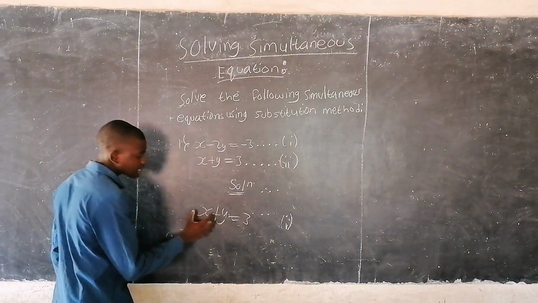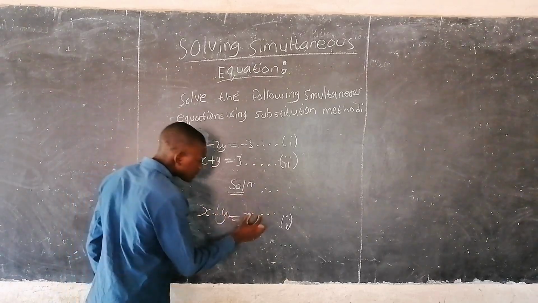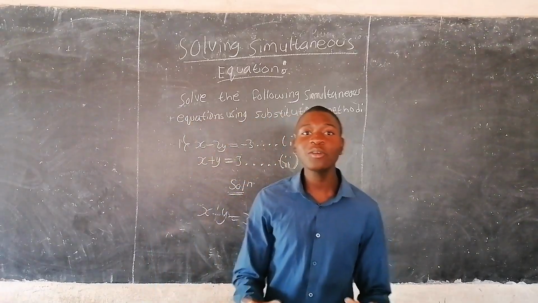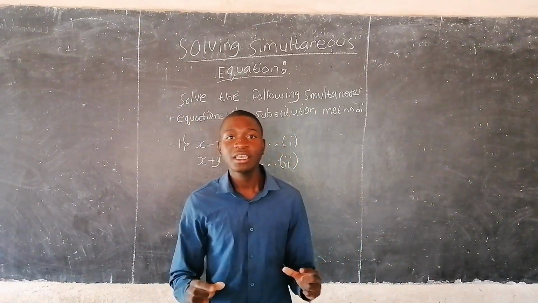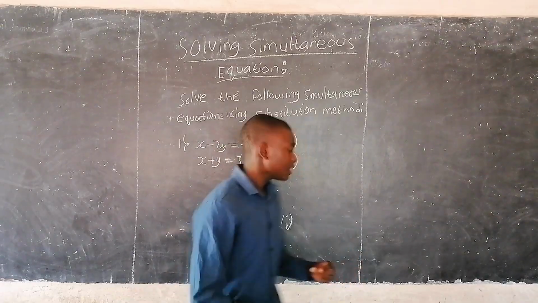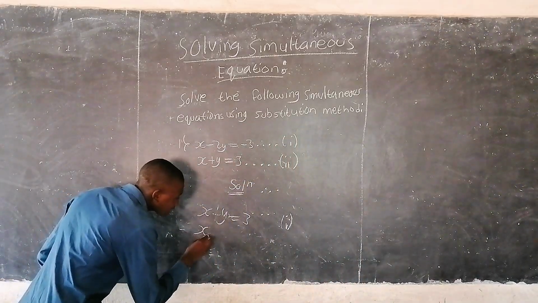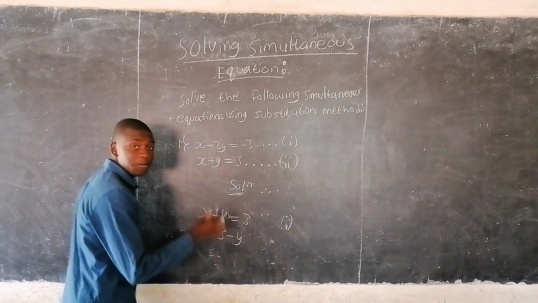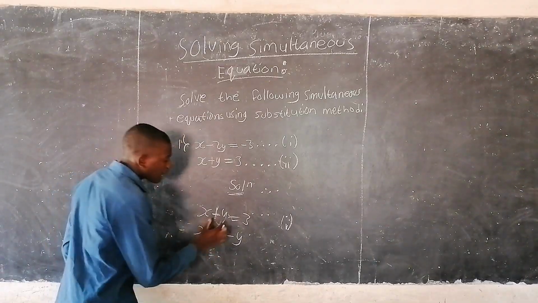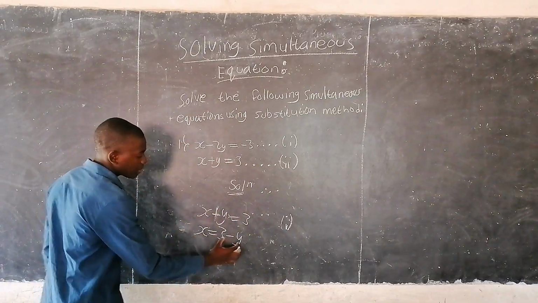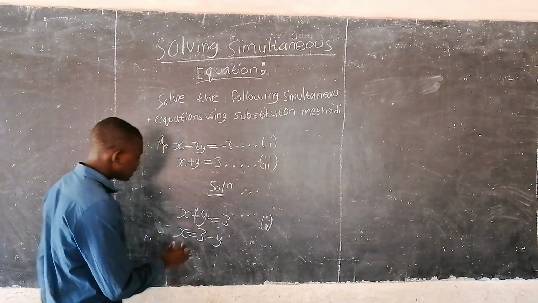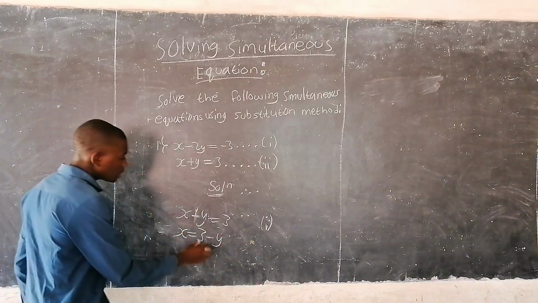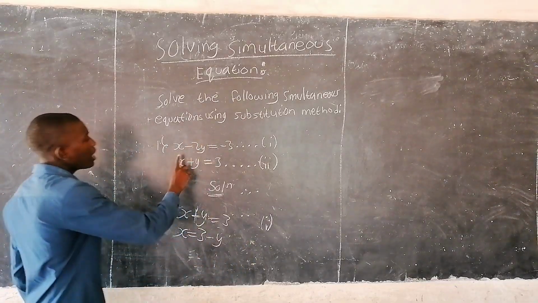For us to make x the subject of the formula, we will take y across the equal sign. As we know in mathematics, when we are taking any number or variable over the equal sign, it will change to its opposite sign. So it will be x is equal to 3 minus y, because in our first step y was positive, and when it crossed the equal sign, it became negative. As we can see, x is equal to 3 minus y, and that will allow us to substitute 3 minus y in equation number 1.